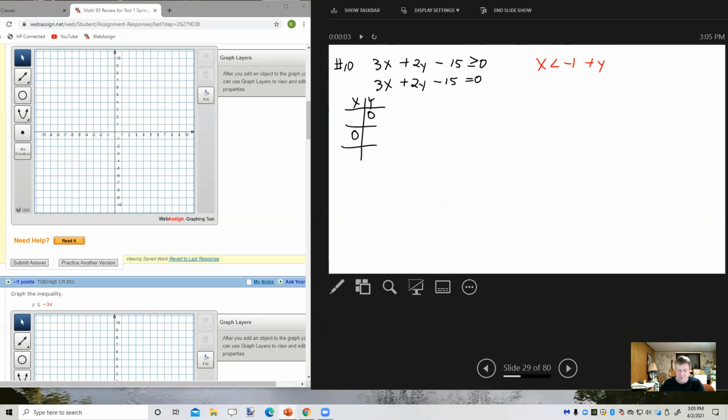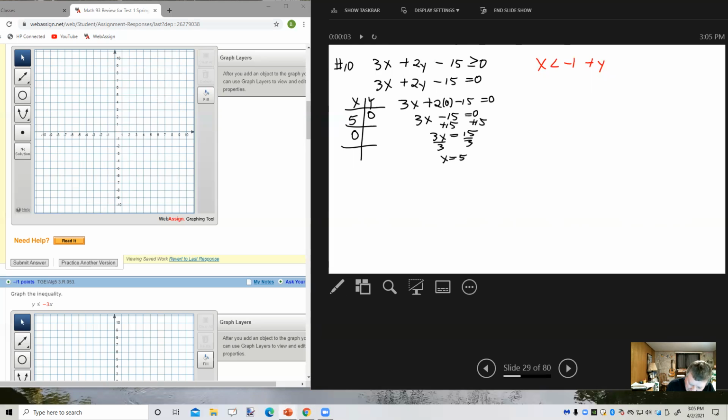To find the x-intercept, set y equal to 0. 3x plus 2 times 0 minus 15 equals 0. 3x minus 15 equals 0. Add 15 to both sides. 3x equals 15. Divide by 3. x equals 5.